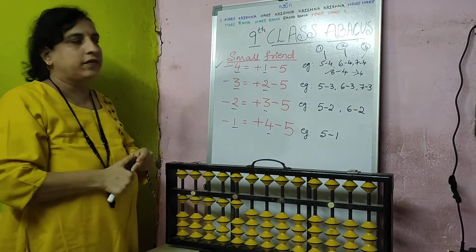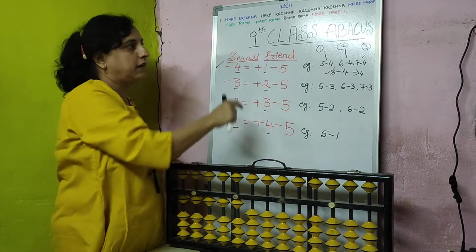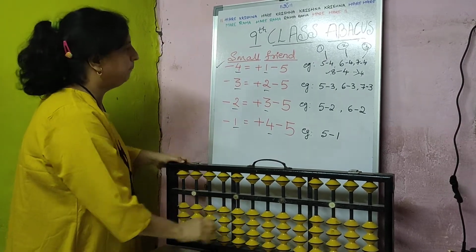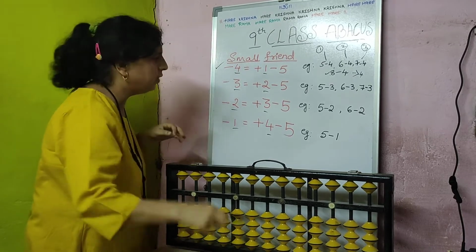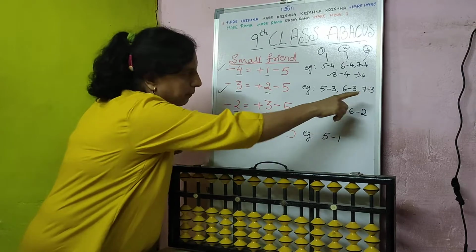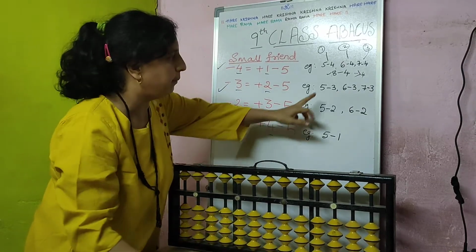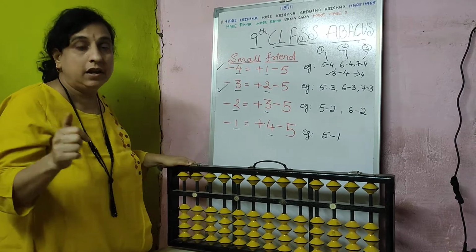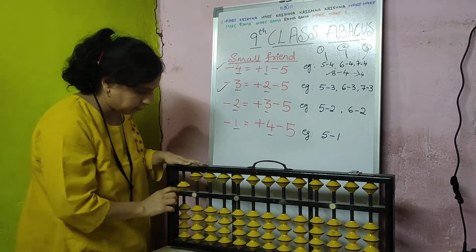I have explained this formula in the last class, the 8th class, even though I have refreshed it. Now I will go for the minus 3. This is the formula I am going to teach you today. For this there are only 3 examples: 5, 6 and 7. If I take 8 and 9, that we will see here.